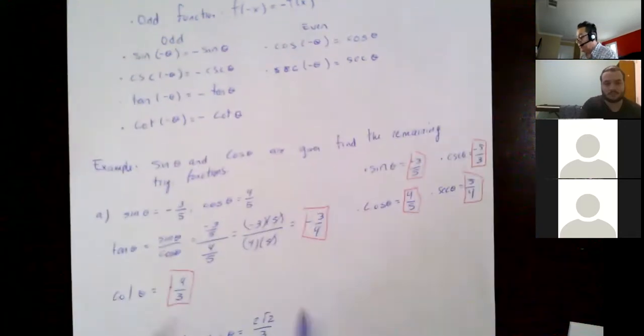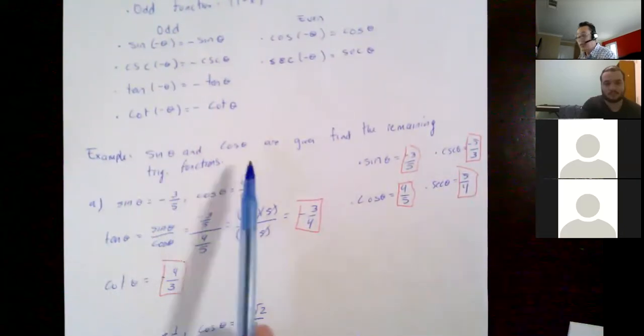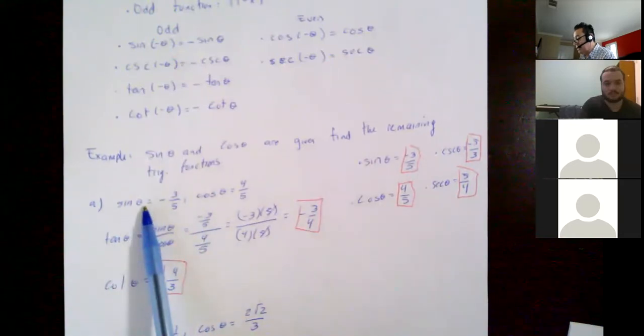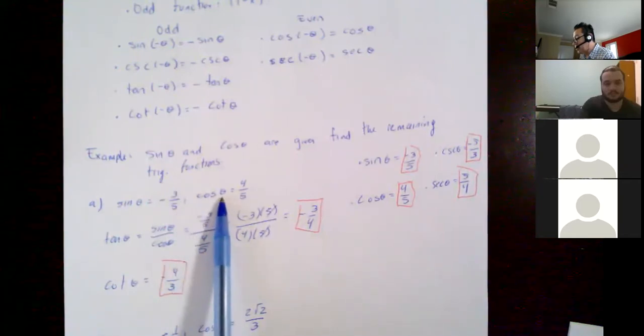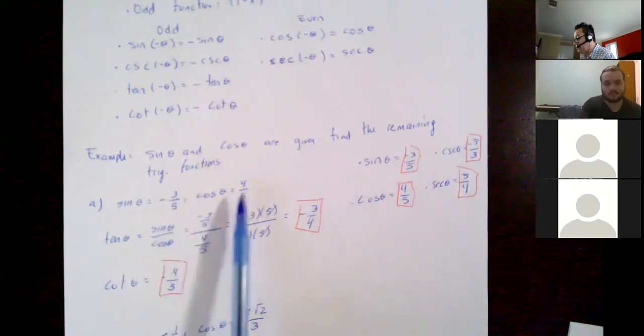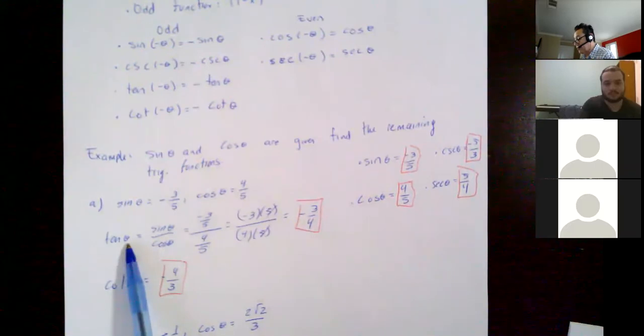So it says, let's try this exercise. Sine of theta and cosine of theta are given. Find the remaining trig functions. Notice the sine of theta is given, which is -3/5, and the cosine is also given, which is 4/5. So we're going to find the tangent, right?